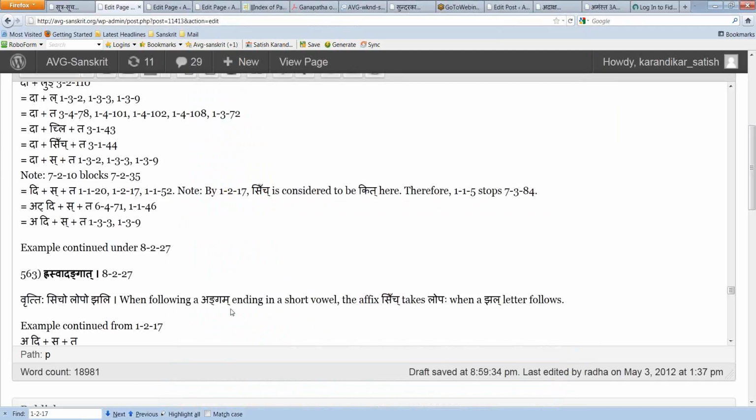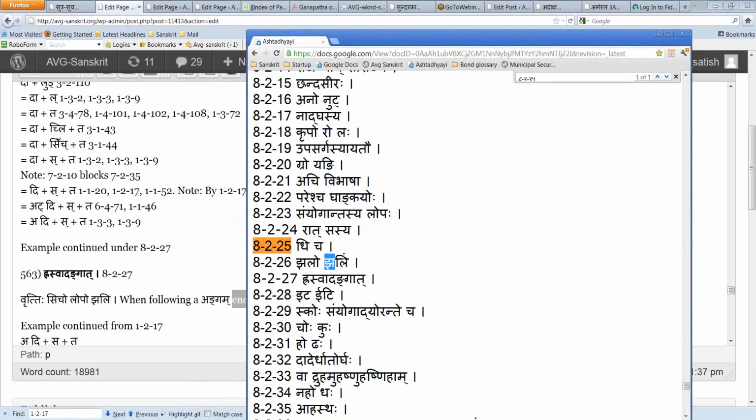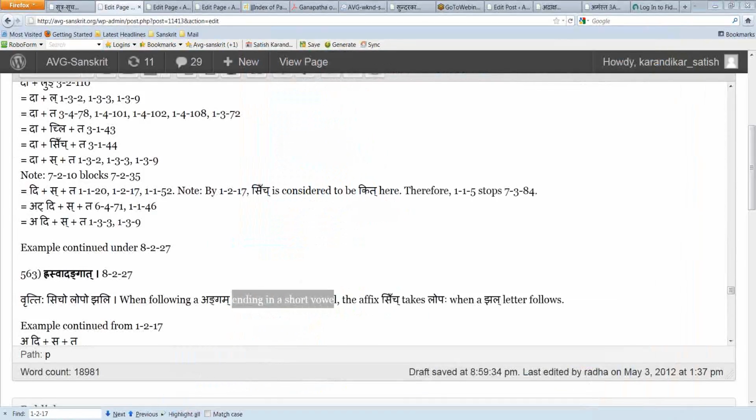So when you have an angam ending in a short vowel, the sich takes lopa when a jal letter follows. Rasvadangat. Because anuvritti of jali is coming down from jalo jali. So one more time, if you have the sakara of sicha followed by a rasvad, meaning by yena vidhisadantasya, the 1172 paribhasha, rasvantadangat sichaha sakarasya lopaha jali. So let's finish this form and we'll stop the class now.